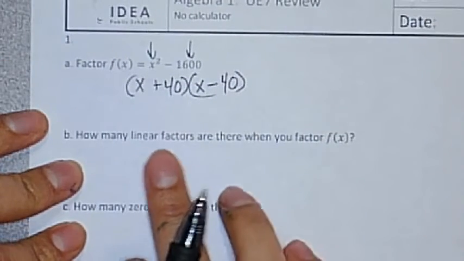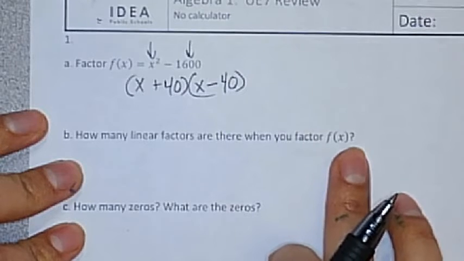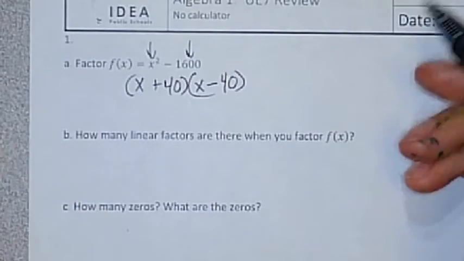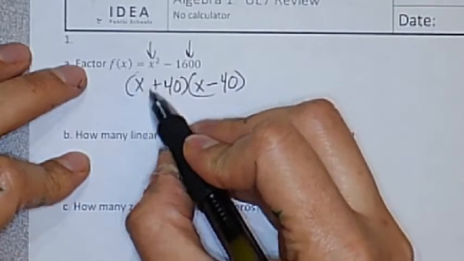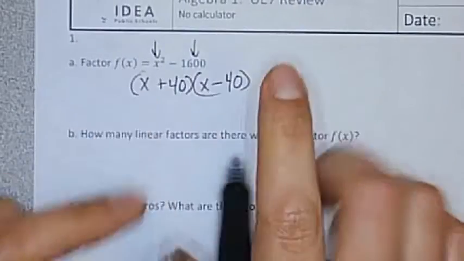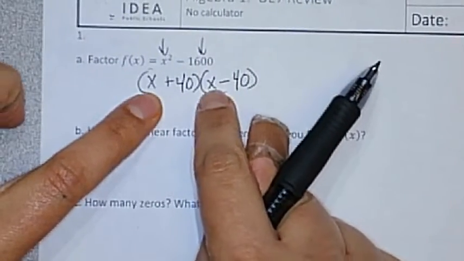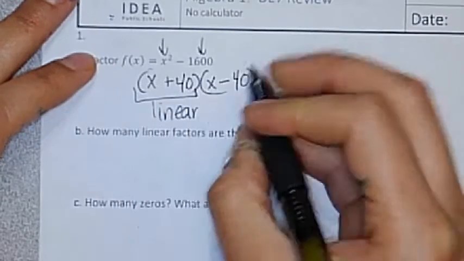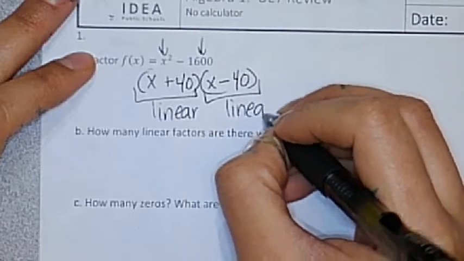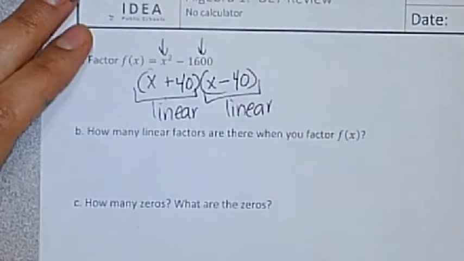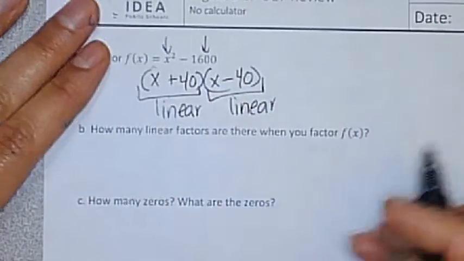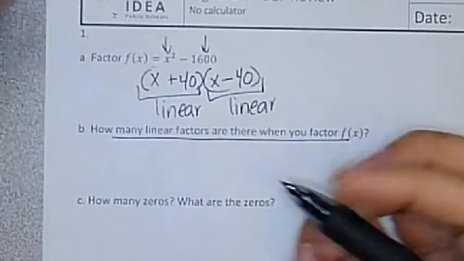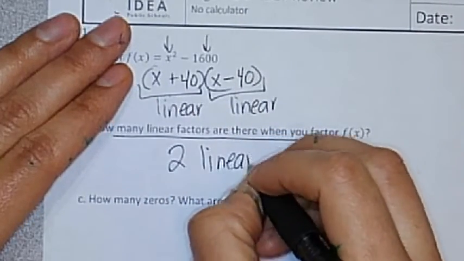Letter B says, how many linear factors are there when you factor f of x? Remember when we were doing the names of the degrees of each binomial or each polynomial? If there's no square, if it's just x by itself, or the variable by itself with no power, it's a linear factor. So this is a linear binomial, and this is also a linear binomial because there's no square here or cube or whatever. No power, just the x. So when you're asking me how many linear factors I have, this one and that one, so I have two linear factors.